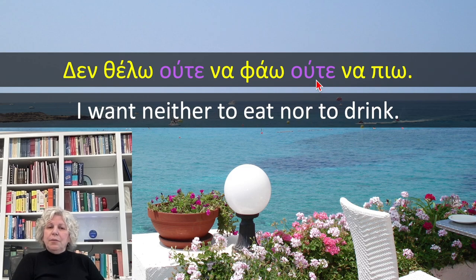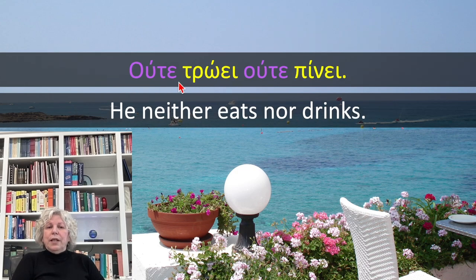Now sometimes ούτε ούτε can be used in a structure that is not a double negative. Let's look at the following example. Ούτε τρώει ούτε πίνει. He neither eats nor drinks.